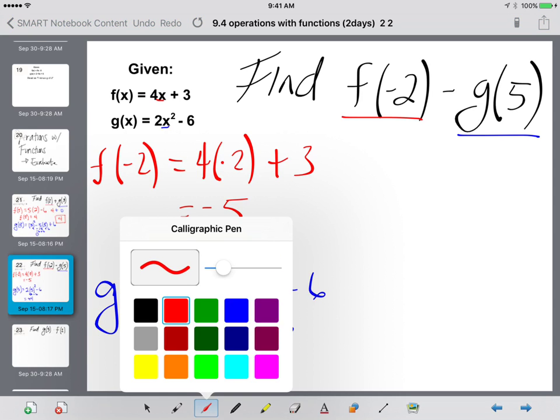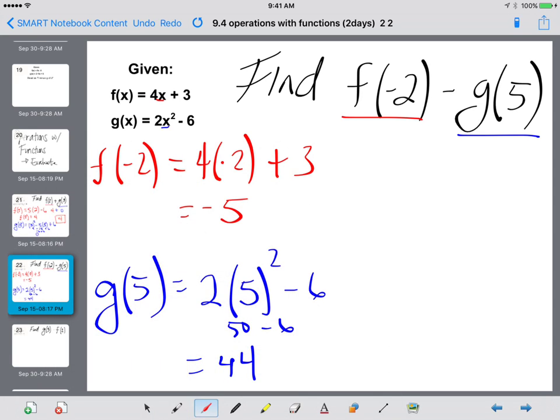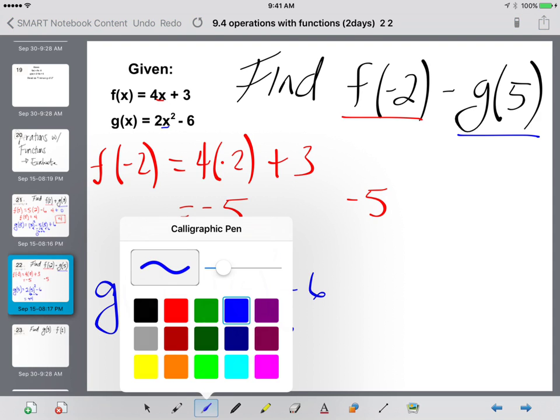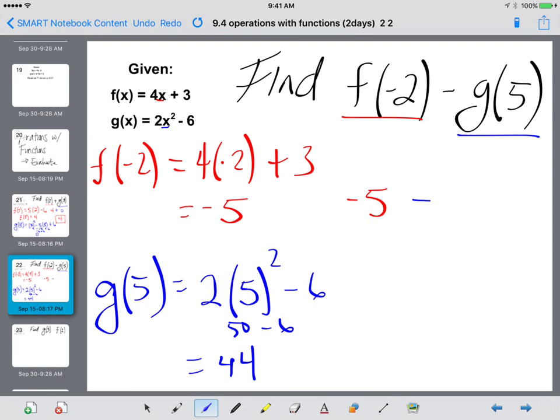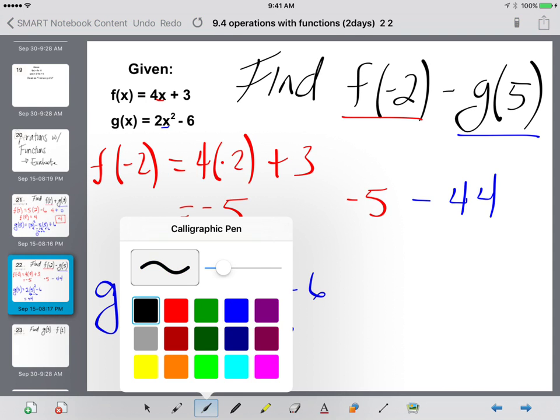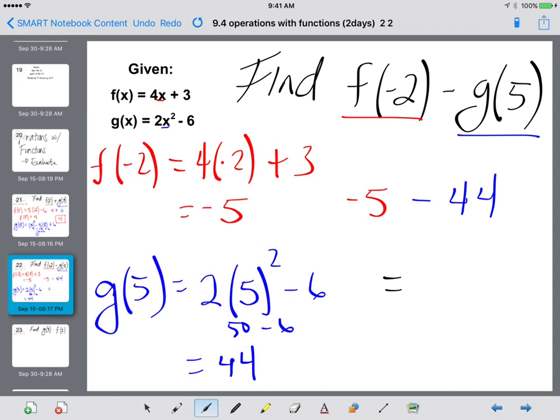So we have f of negative 2 is, I'm going to replace that with negative 5. We're going to subtract g of 5. Well, g of 5 was 44. So negative 5 minus 44 equals negative 49.